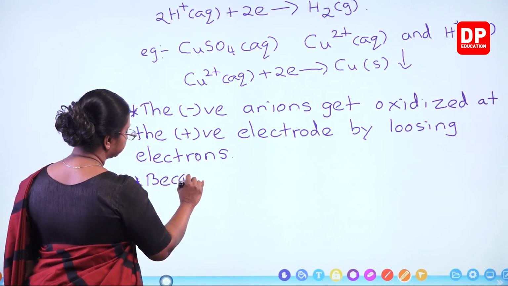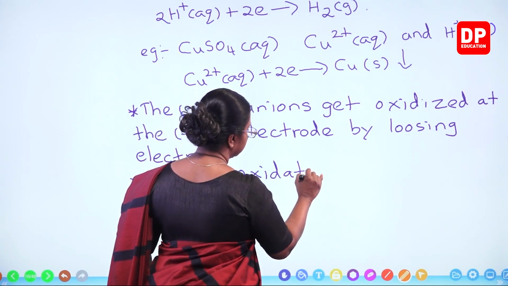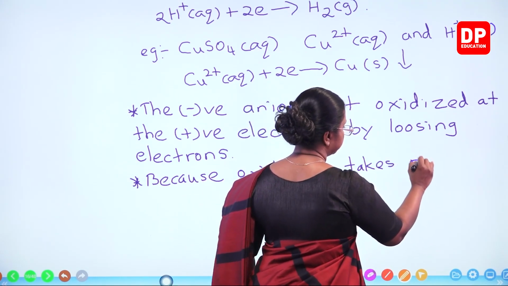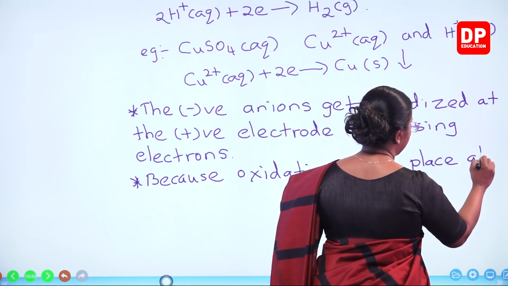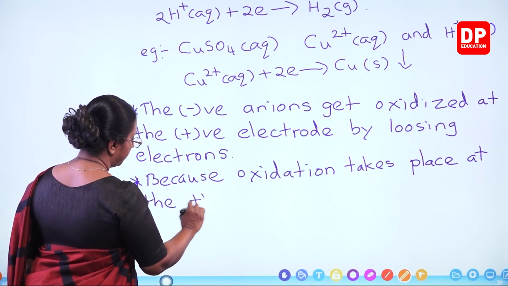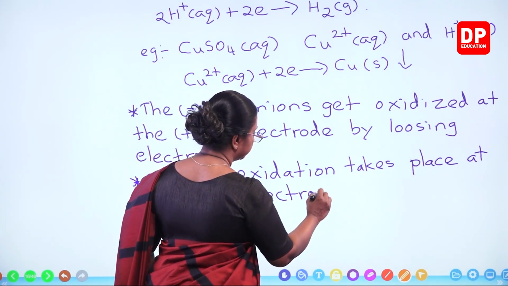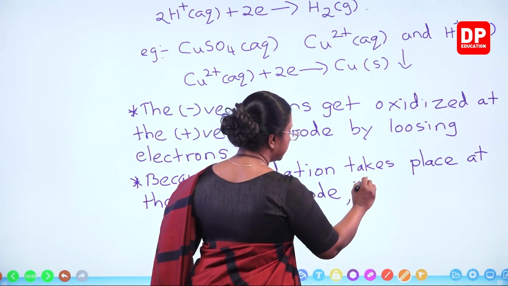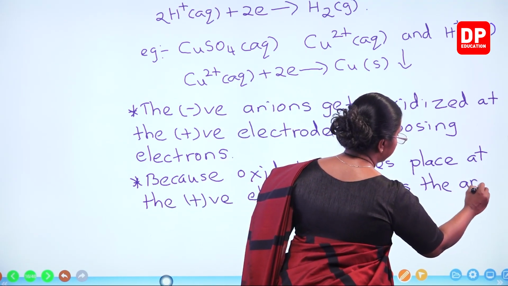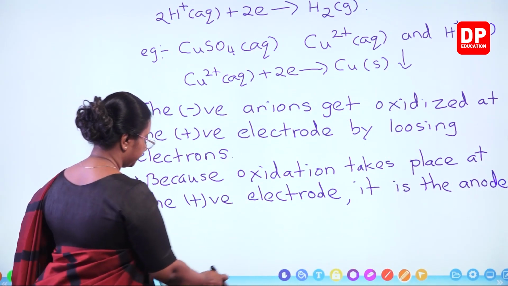Because oxidation takes place at the positive electrode, it is the anode. Positive electrode is the anode.